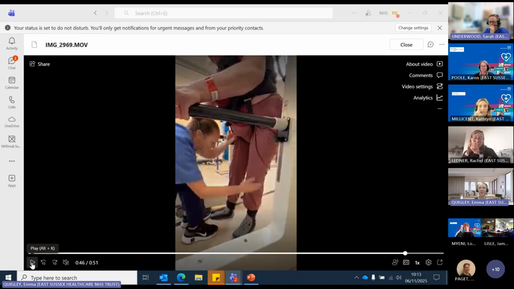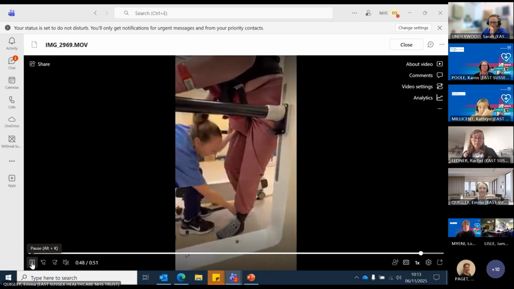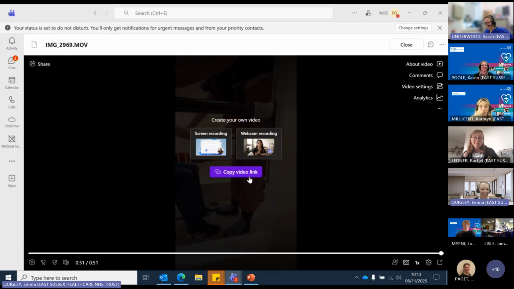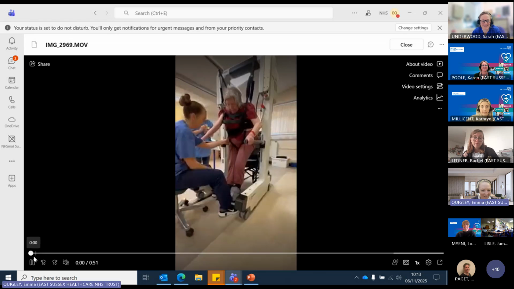Can you see my shared screen? Yes. Yeah, okay. Oh, that's amazing. Yeah, sorry. So on the... oh, hang on, where did it go? Hang on, it skipped very quickly. There we go.